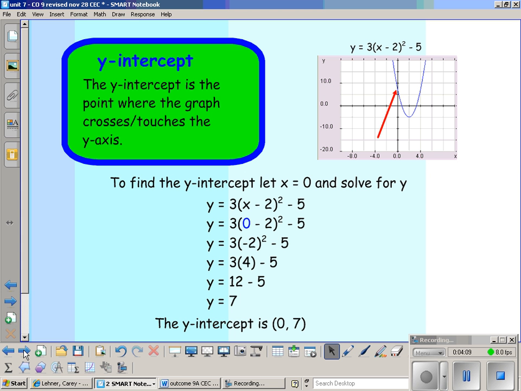The y-intercept is the point where the graph crosses or touches the y-axis. To find the y-intercept, you let x equal 0 and solve for y. So you would use order of operations. Here we let x equal 0. Then we are going to simplify what's in the brackets. Then we do exponents, then multiplication, and then subtraction. And the y-intercept is always written as 0, and then whatever the y-intercept is.